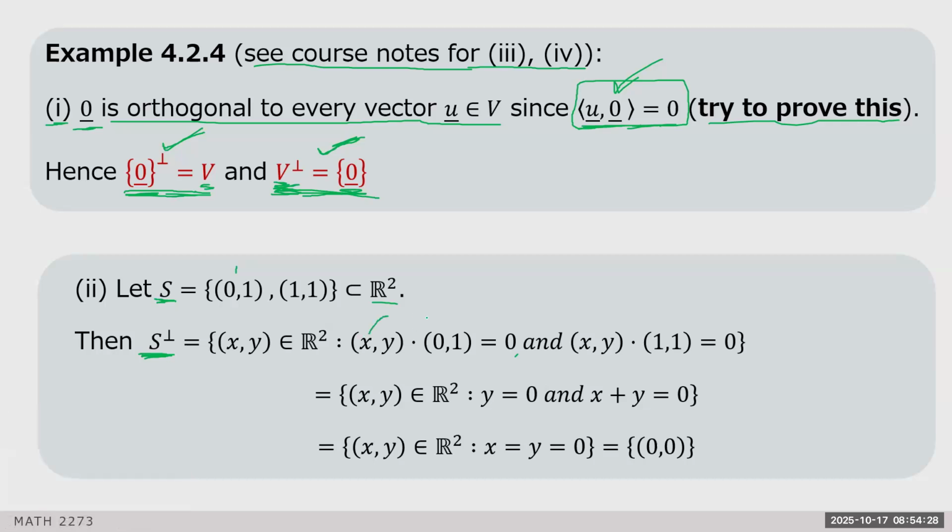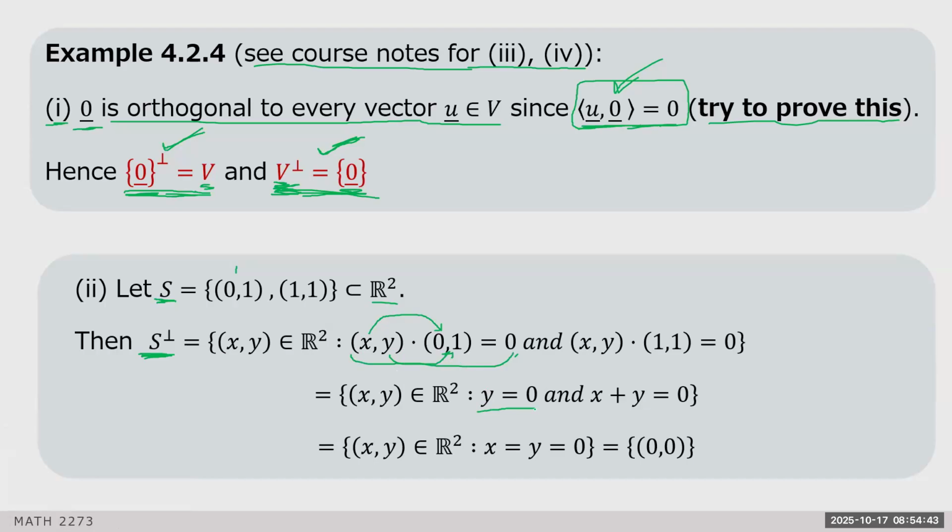Right, so it's x times 0, which is 0, plus y times 1, which is y. So this first constraint gives me the equation y equals 0. Okay, so I'm very happy.